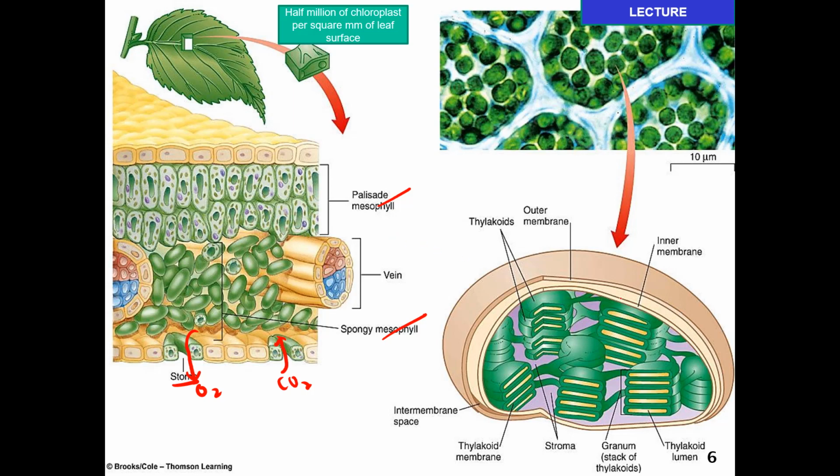Each chloroplast contains 2 membranes, which are the outer membrane and the inner membrane. In the central area of the chloroplast, there is the space called stroma. Then in the stroma, there are membranous sacs called thylakoids. These have an internal aqueous space, the thylakoid lumen or the thylakoid space. Thylakoids may be stacked into columns called granum. So this is a granum structure.